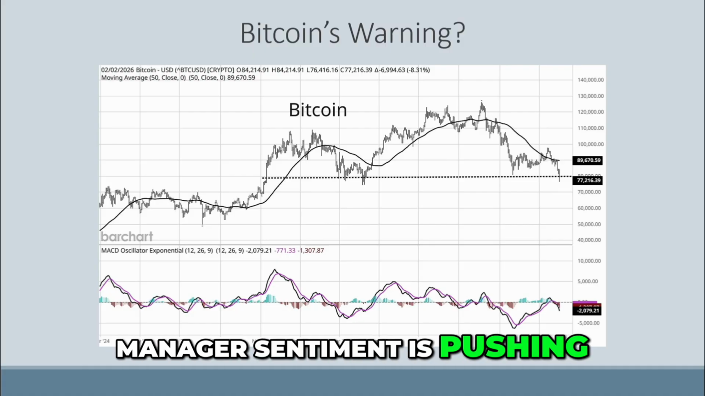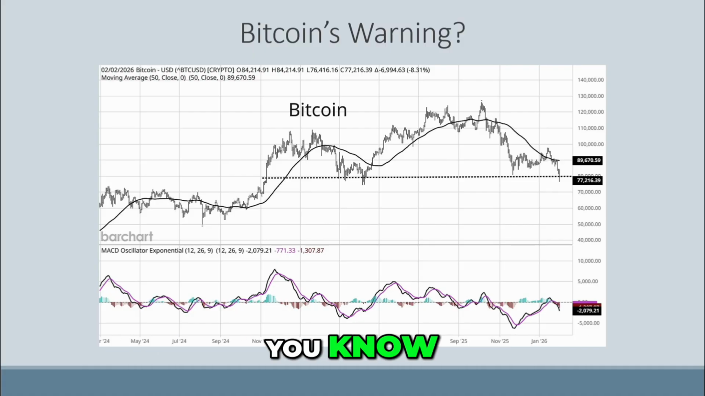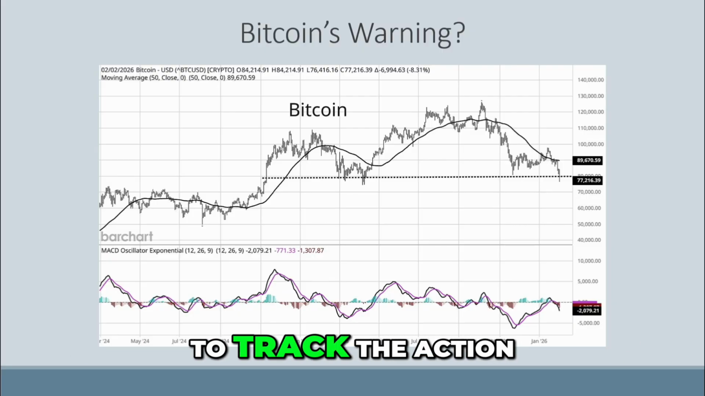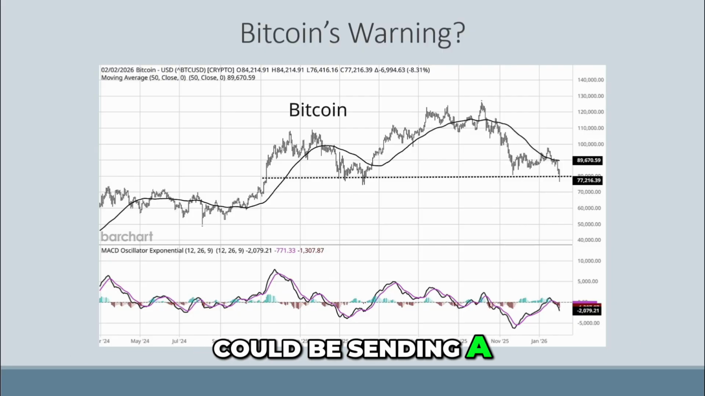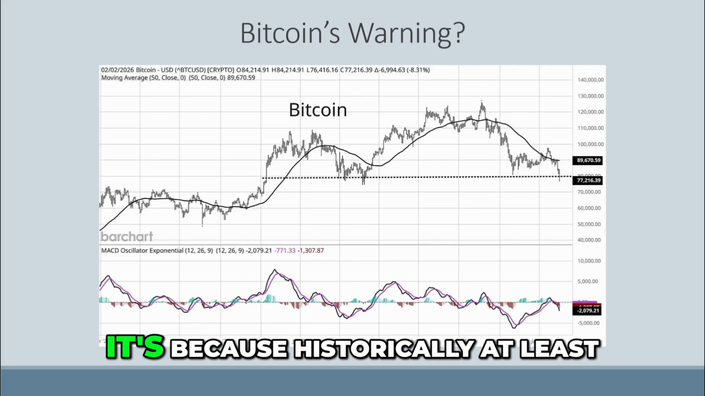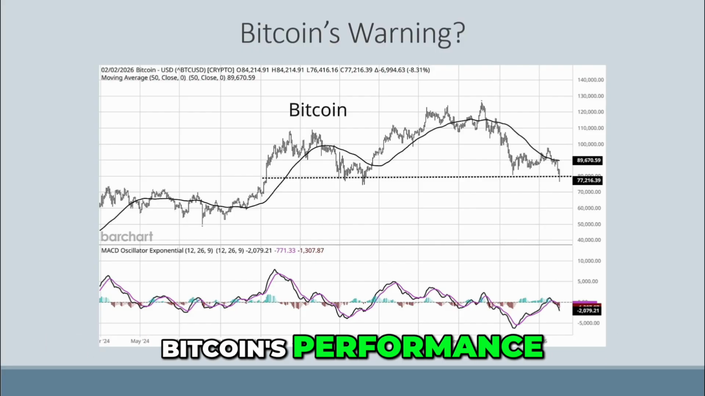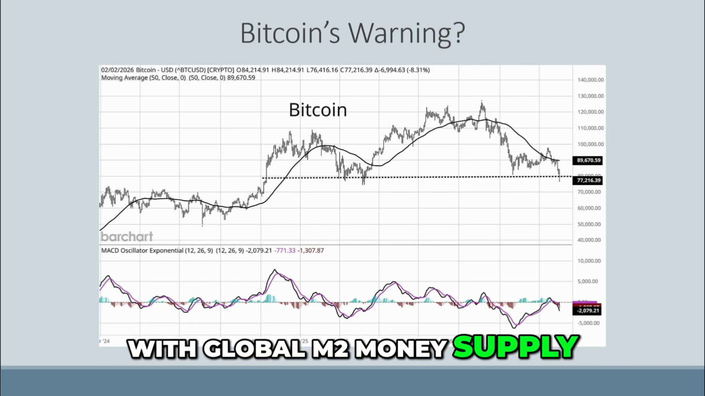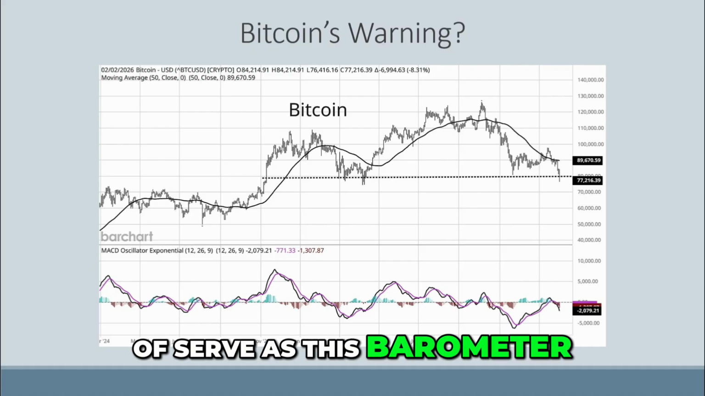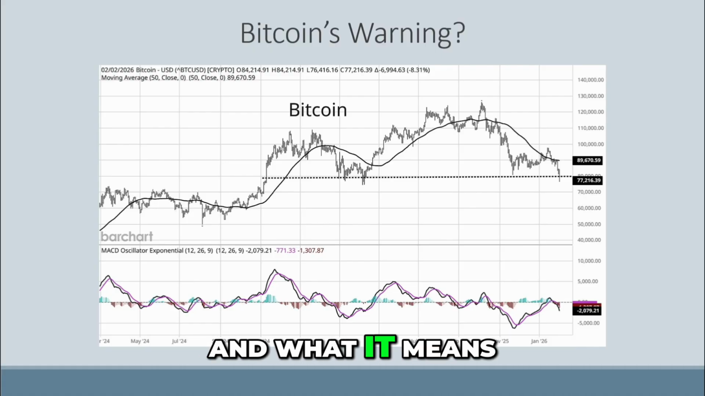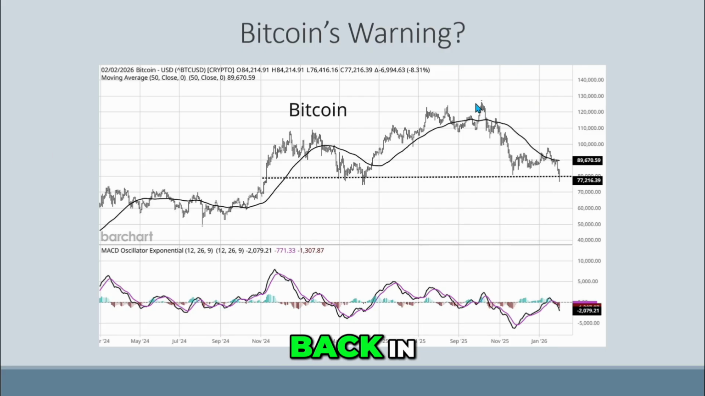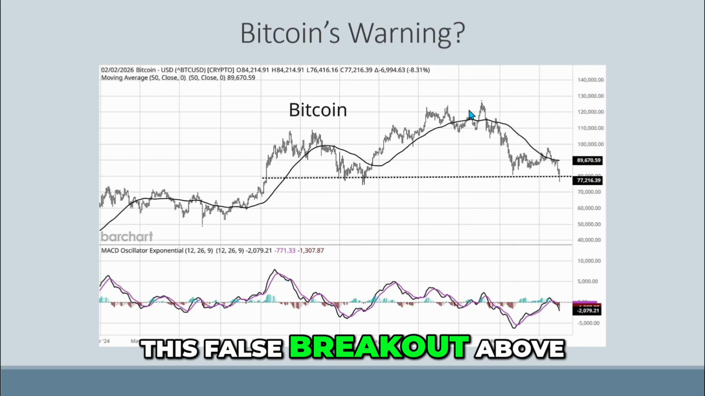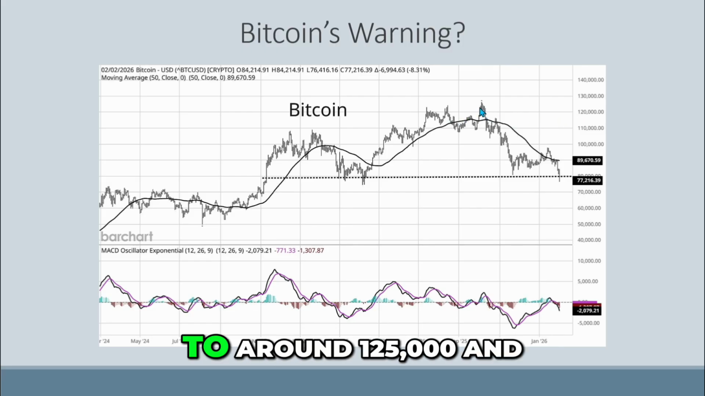All right, so we see that fund manager sentiment is pushing near bullish extremes. Now, as a contrarian indicator, that means you should be cautious. Well, I think it's really interesting alongside that to track the action in Bitcoin. So Bitcoin could be sitting on a warning on the outlook for financial market liquidity. It's because historically, at least, Bitcoin's longer-term performance has been highly correlated with global M2 money supply. So Bitcoin can kind of serve as this barometer for central bank monetary policy and what it means for liquidity conditions. So Bitcoin, we had this peak back in early October. It's kind of this false breakout above the $120,000 level.